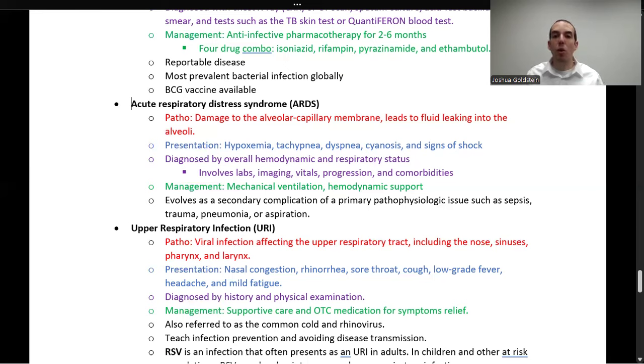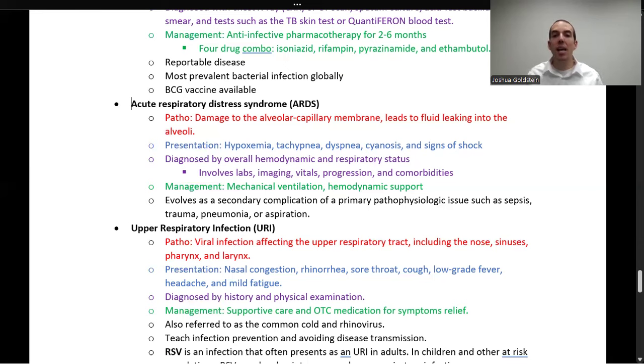This is diagnosed by their overall hemodynamic and respiratory status. There are official criteria and an algorithm for how we diagnose this. I'm definitely not teaching that at the RN level, but it does involve labs, imaging, vitals, how they're progressing, and what else is going on with the patient. Again, this is always going to be a secondary complication to their primary insult, whatever it was. It could be trauma, it could be pneumonia, it could be a bunch of different things.